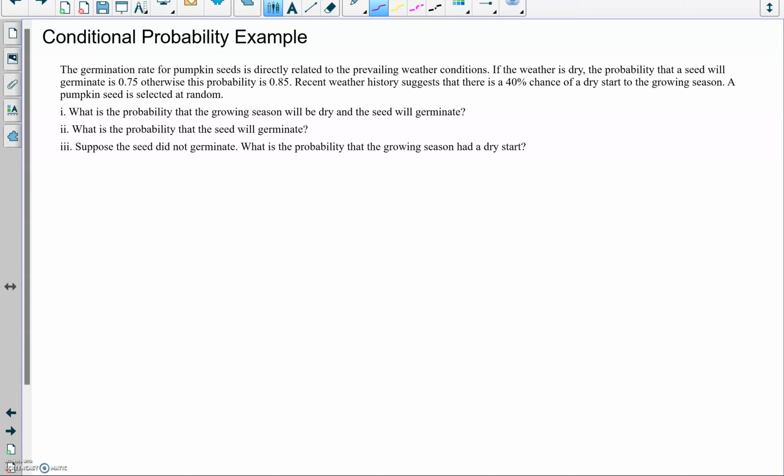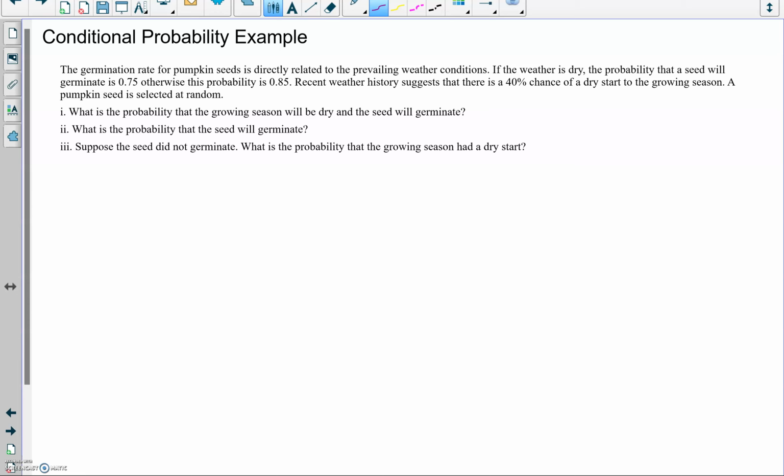So we have the germination rate for pumpkin seeds directly related to the prevailing weather conditions. If the weather is dry, the probability that the seed will germinate is 0.75. Otherwise, the probability is 0.85. Recent weather history suggests that there's a 40% chance of a dry start to the growing season. And a pumpkin seed is going to be selected at random. So we're just selecting one seed at random.